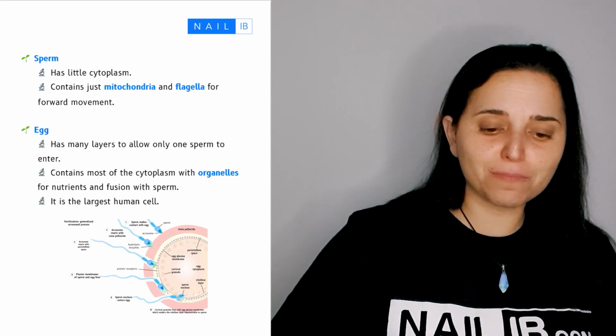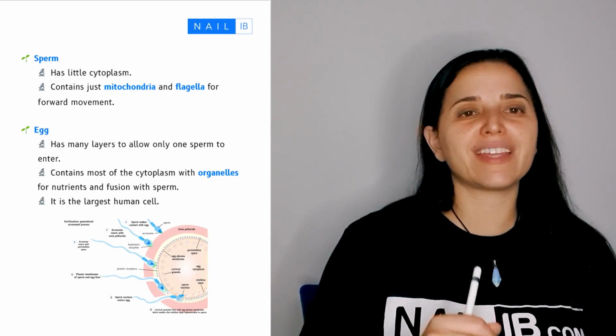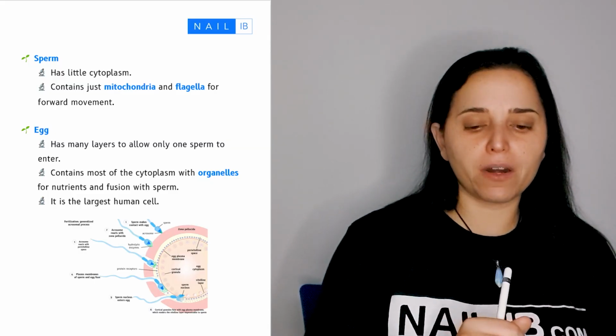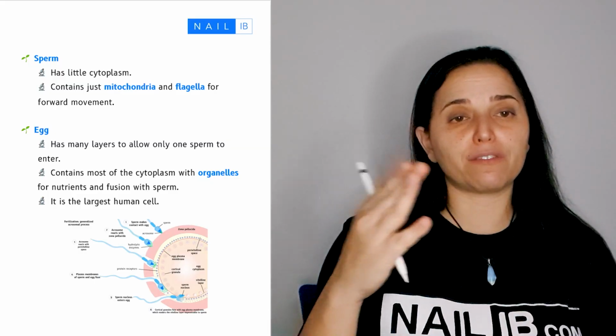And then we talk about the sperms and the eggs. The sperms, they don't have much cytoplasm. They only have mitochondria. Why would they have mitochondria? Because they need the ATP to make the flagella move.